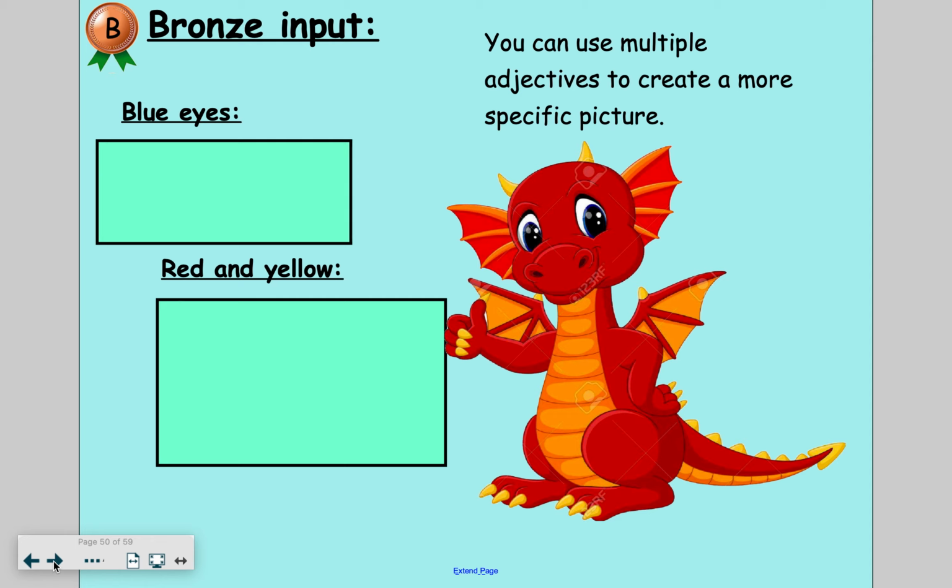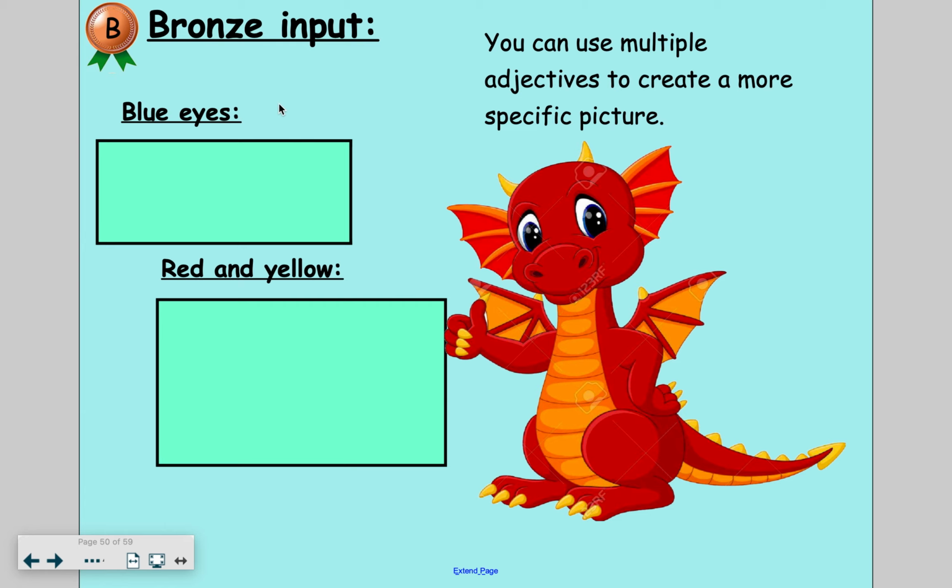So let's have a little look at what we want to achieve in bronze. So if you want to do bronze, you will want to pause in a moment. Okay, I'll tell you when to pause. We're going to think about how to write some sentences. Now you can use multiple adjectives to create a more specific sentence.